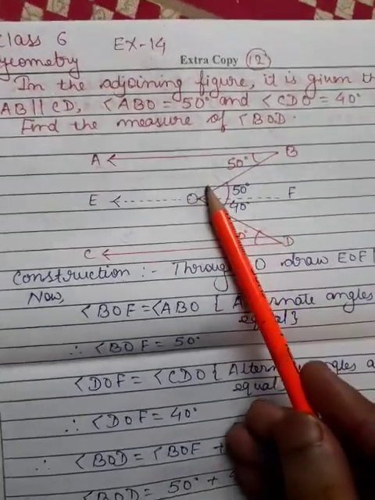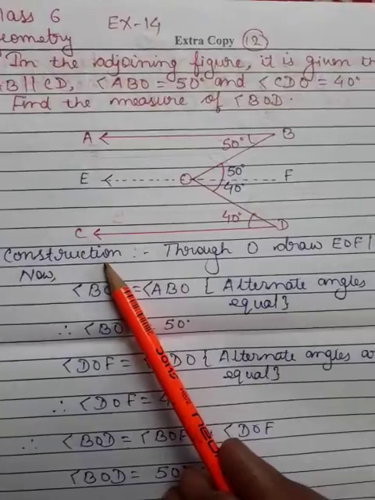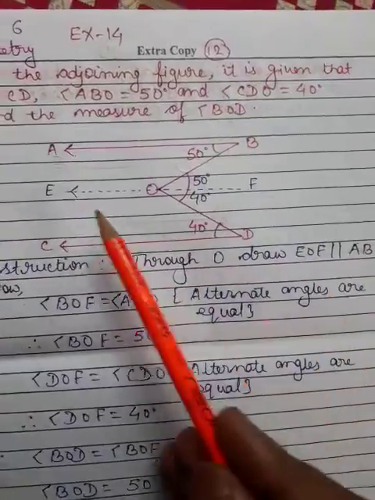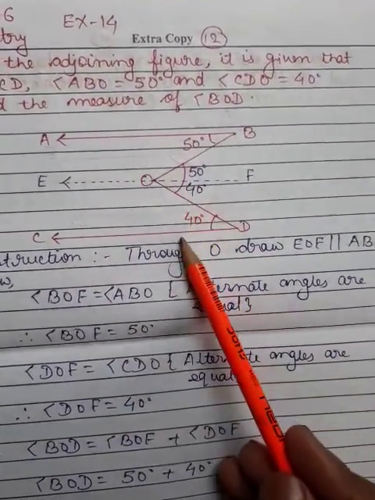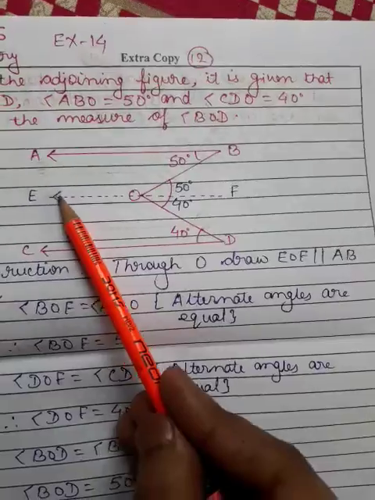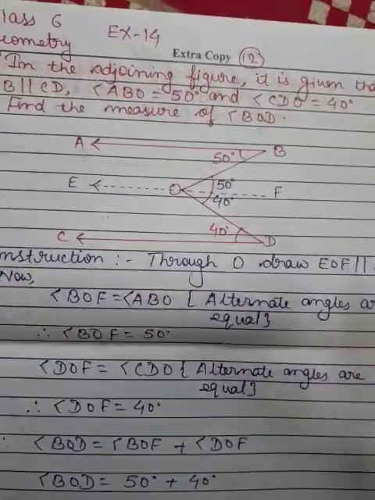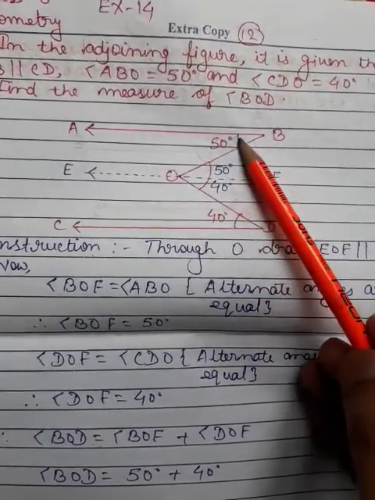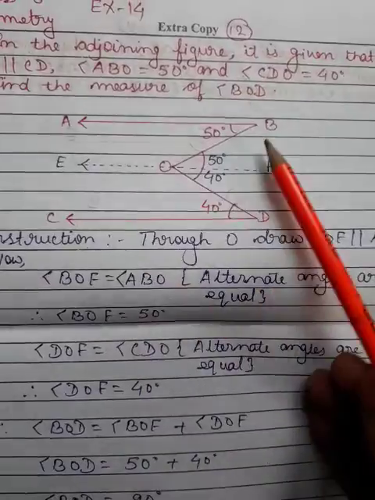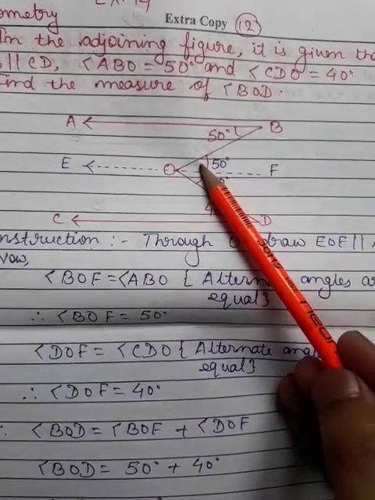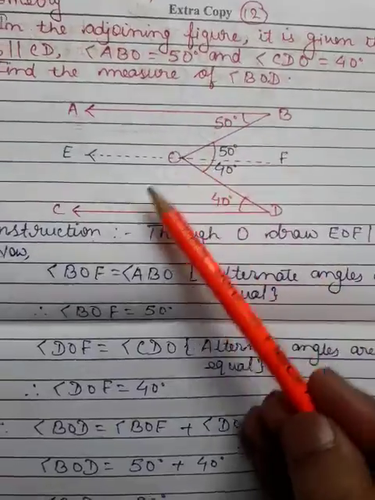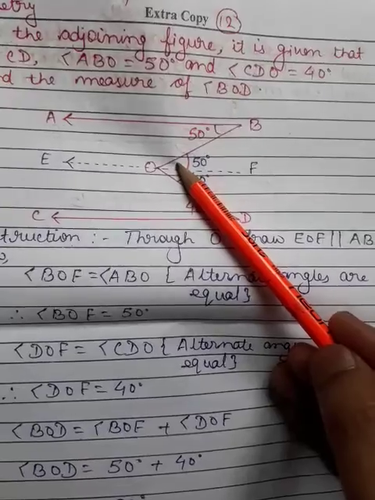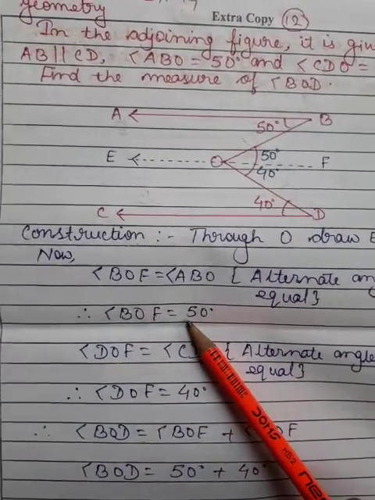Now to find this angle, first of all we have to do some construction. Through O draw EOF parallel AB. It means we have to draw this line parallel to AB and parallel to CD. Now when we draw this line parallel, this angle will be equal to this angle, because these two are alternate angles. So angle BOF is equal to angle ABO, so angle BOF equal to 50 degree.